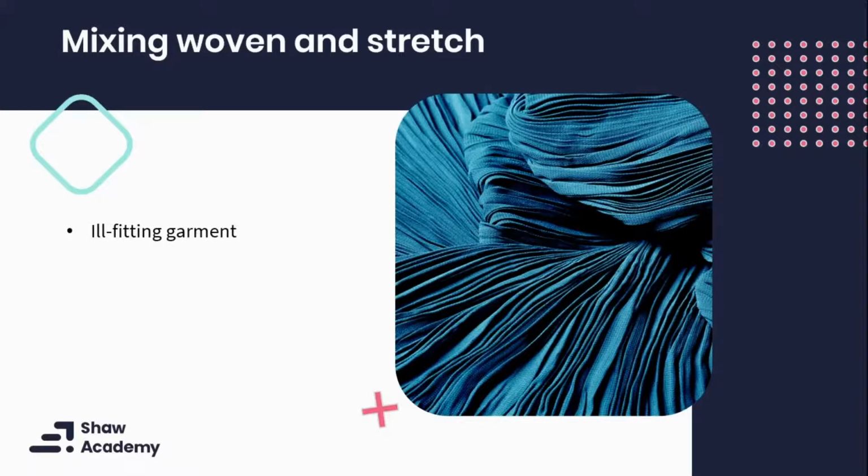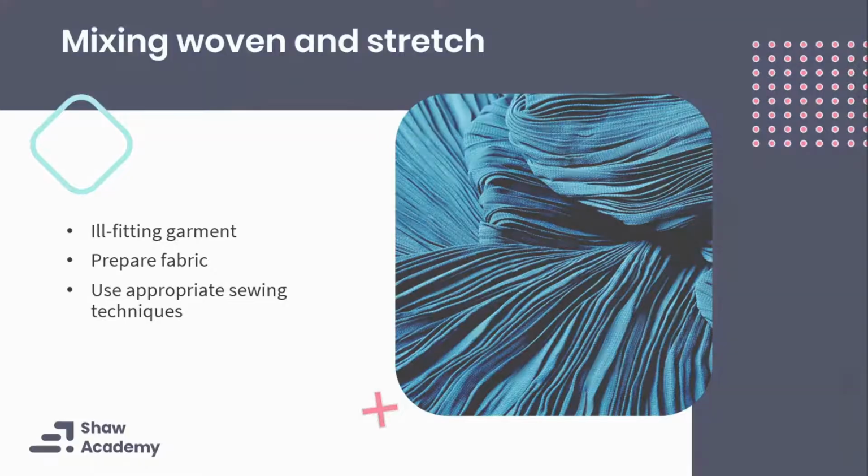When washed, we already know that woven fabrics generally shrink a bit and the stretch expands. To avoid this, always pre-wash your fabrics. This is a big must. Also make sure to switch between the appropriate sewing techniques for each fabric. So let's say you're mixing a stretch with a woven fabric. Make sure that you are using the correct techniques on the woven fabric and switching to stretch techniques and changing your needle to a ballpoint needle and maybe changing the thread as well when you're working on the stretch fabric.